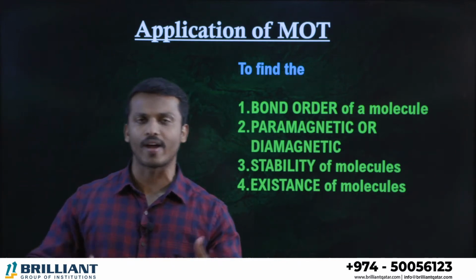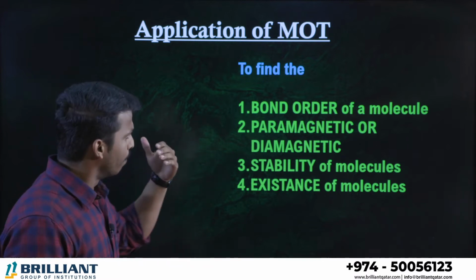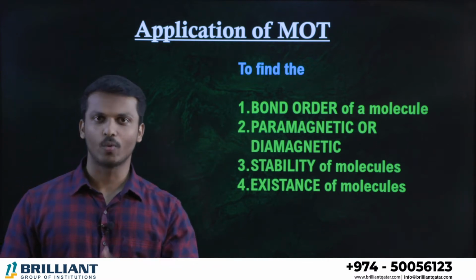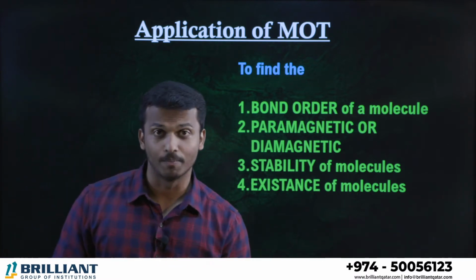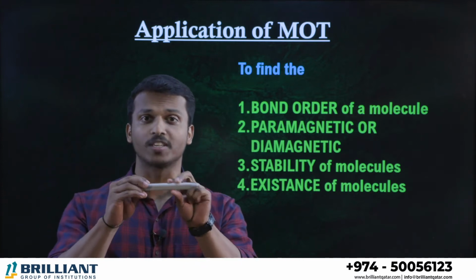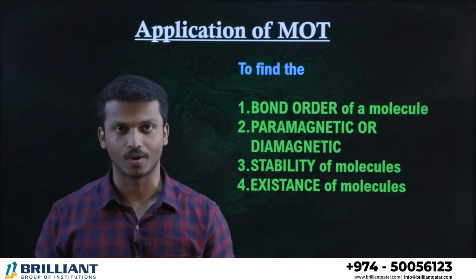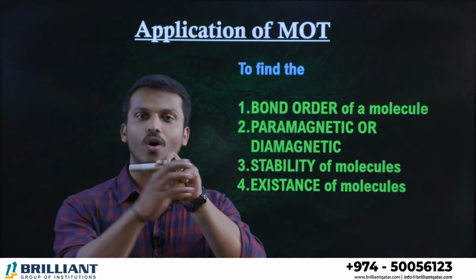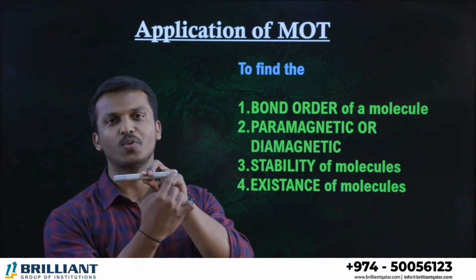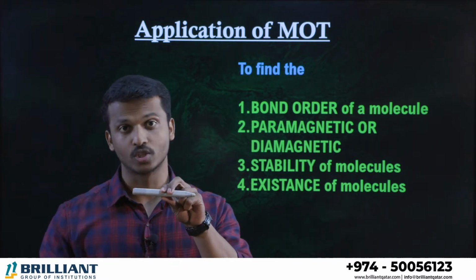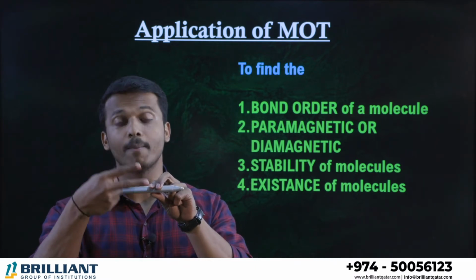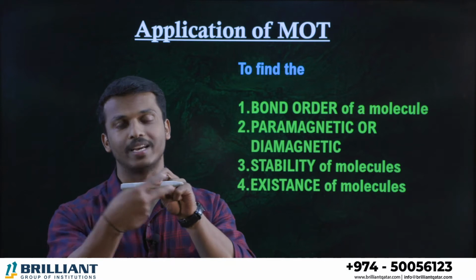Mainly we are using it to find the bond order of a molecule. You know what is meant by bond order, right? Bond order is the number of bonds between two atoms. If you consider the O2 molecule, oxygen, oxygen, you know what the bond between two oxygen atoms is, right? It's a double bond. So what is the bond order? 2.